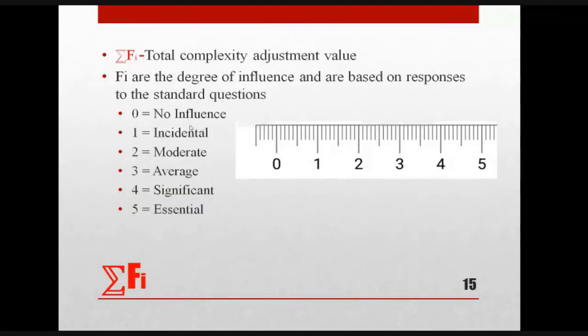For 0, no influence. For 1, incidental influence. 2, moderate. 3, average. 4, significant. 5, essential, right? So this is the scale you have. So now, how is this sigma Fi, or summation of Fi, calculated, right?